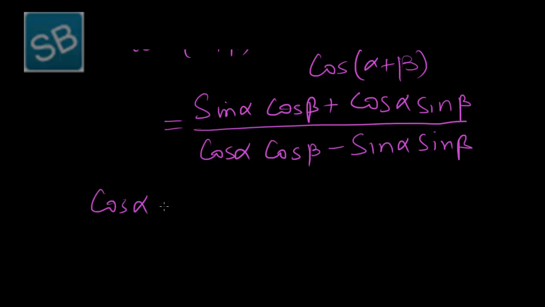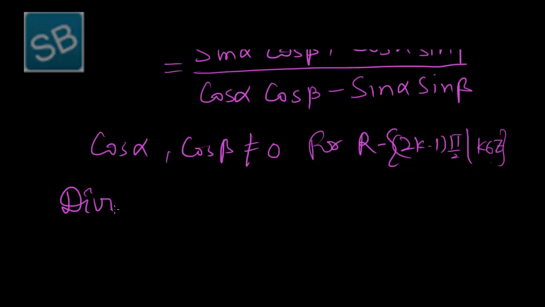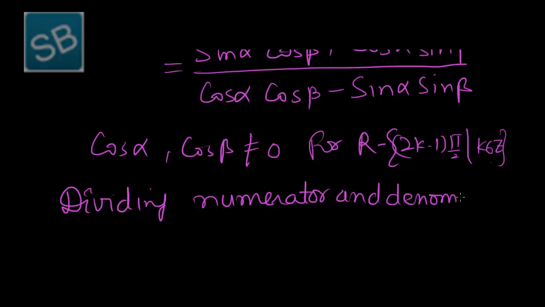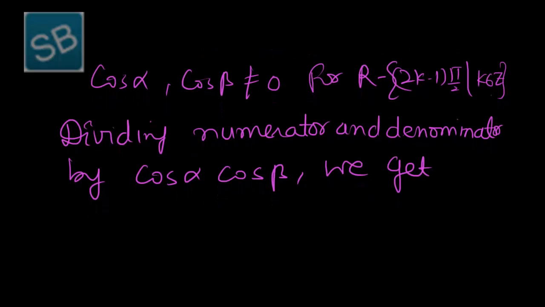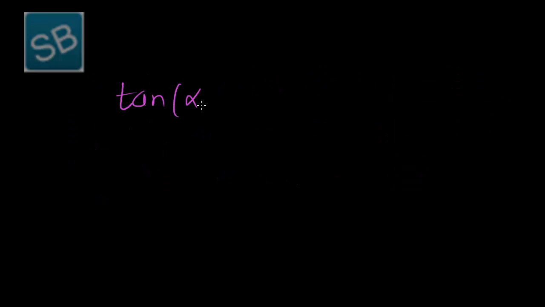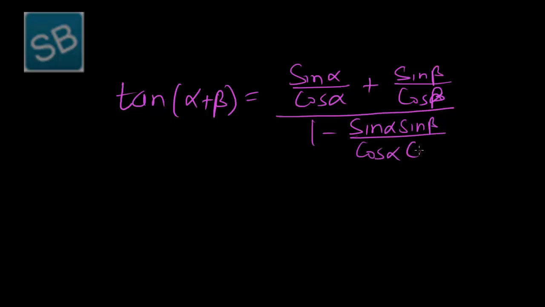As cos alpha and cos beta are not equal to 0 for R minus odd multiples of pi by 2, as at pi by 2 cos is 0, therefore dividing numerator and denominator by cos alpha cos beta, we get tan(alpha plus beta) is equal to (sin alpha over cos alpha plus sin beta over cos beta) over (1 minus sin alpha sin beta over cos alpha cos beta).